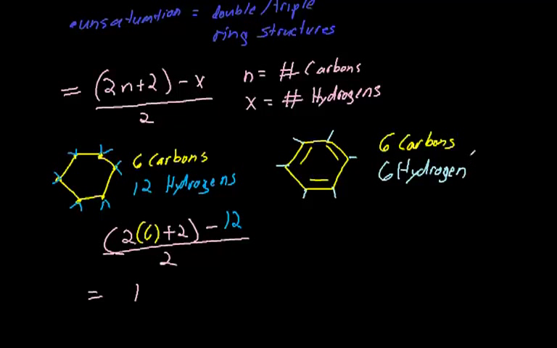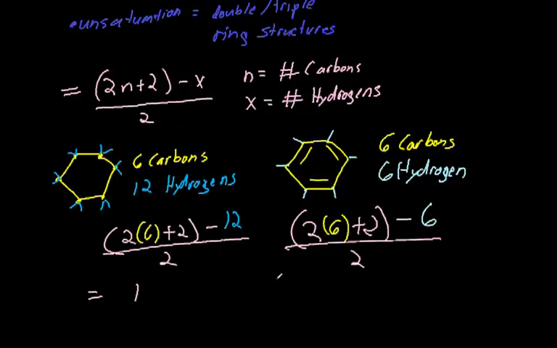And now let's look back at this formula. So it's going to be 2 times 6 carbons plus 2 minus 6 hydrogens, divided by 2. So 2 times 6 is 12, plus 2 is 14, minus 6 is 8, divided by 2 is 4. So let's look at this.